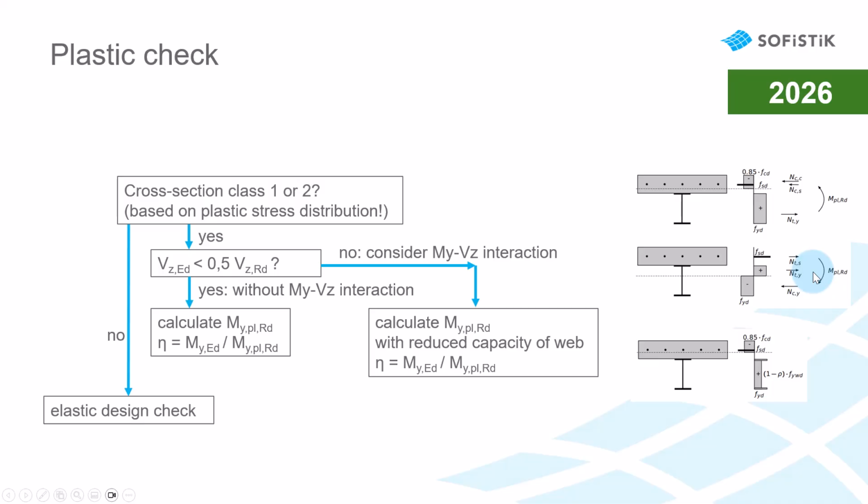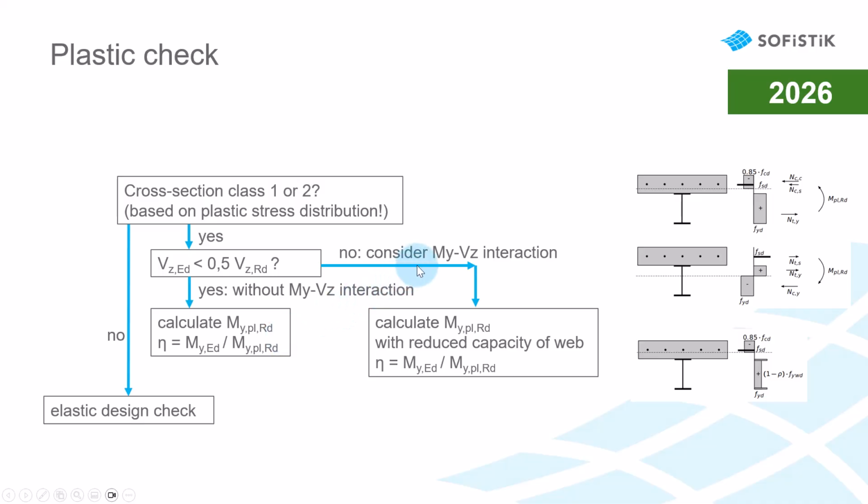If the section cannot be classified accordingly, we have to go for an elastic check. If the section can be classified in section class 1 or 2, we can proceed and have to check whether interaction between bending and shear has to be considered. If the acting shear force is smaller than 50% of the shear bearing capacity, interaction can be neglected and the check is done by comparing acting bending moment against the full plastic resistance.